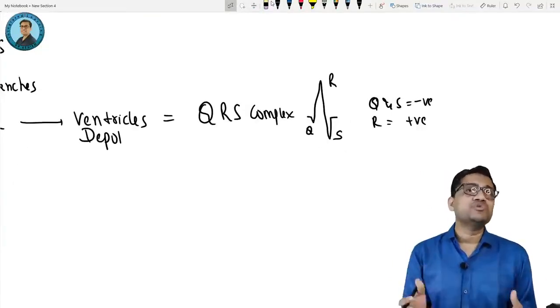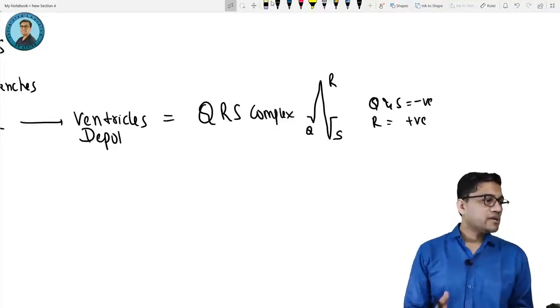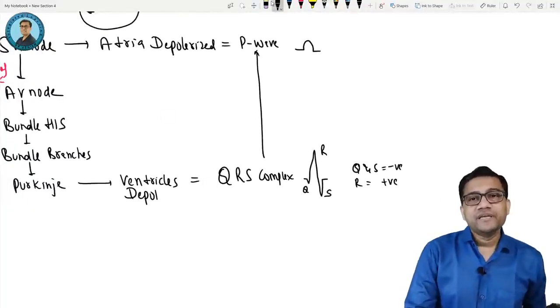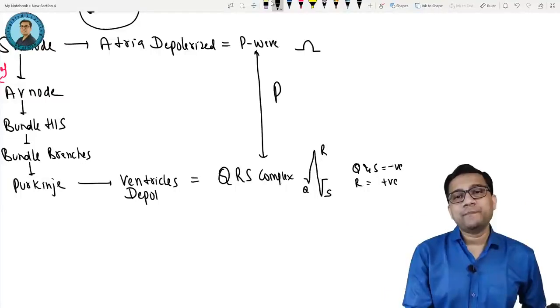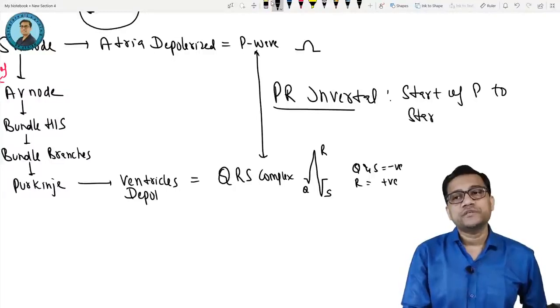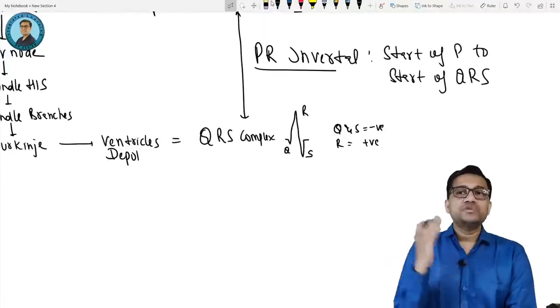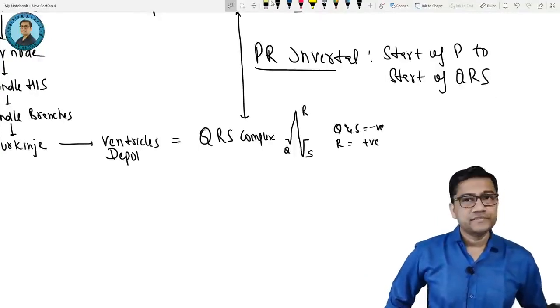I'm not going into detail about how the Q wave is formed by ventricular depolarization, etc. Why? You need to solve questions, not learn the exact details of everything. Okay, so the ventricles get depolarized. Now here comes the question. There must be a gap between the start of the P wave and the QRS. This gap between the two is called the PR interval. So what is the PR interval? It is from the start of P to the start of QRS. Are you clear? Easy.